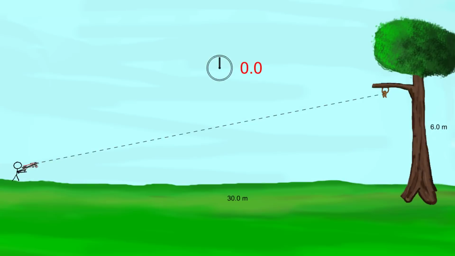To determine whether or not the monkey will survive, we are going to run some simulations. Remember, as soon as the hunter pulls the trigger, the monkey is going to let go from his branch in an attempt to avoid the arrow. So let's see what happens. Well, turns out the monkey isn't so lucky.